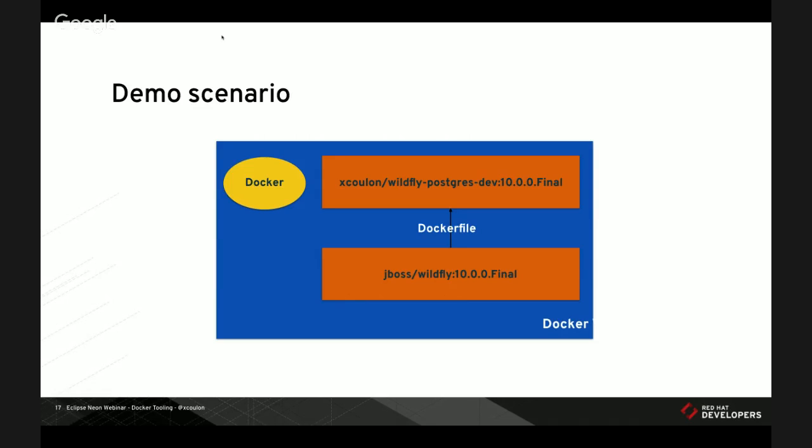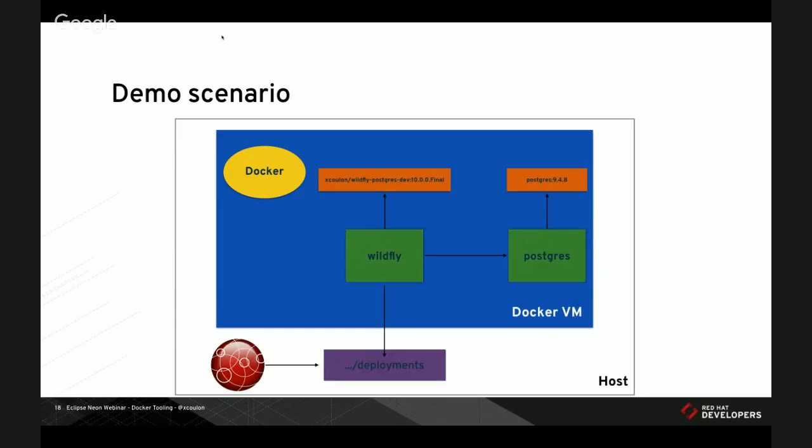And then we will mount a volume so we can share some data between the virtual machine and my host, which is a Mac. And we will expose some ports for remote debugging, for example. Now, once we have this Wildfly Postgres dev image, we are going to run two containers. We will run a container named Wildfly, which will be linked to another container named Postgres, which will run the Postgres image. So this is what's going to happen inside the Docker VM.